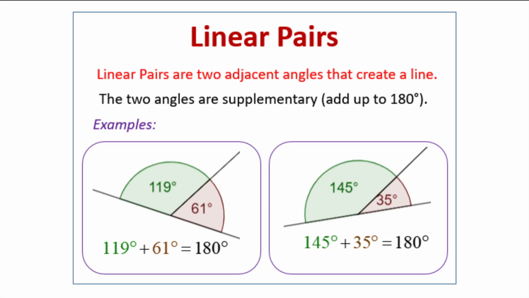Linear pairs, we already talked about this a little bit, but linear pairs are adjacent angles, that means they're next to each other, that add to 180. So linear pairs is a synonym for supplementary adjacent angles.